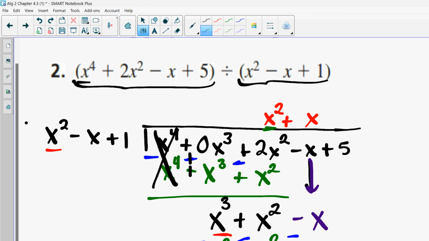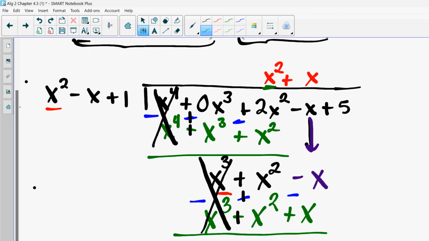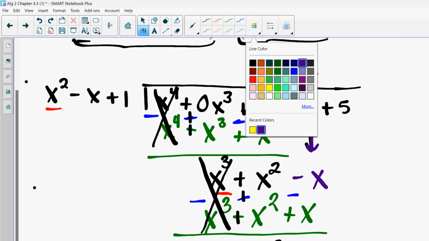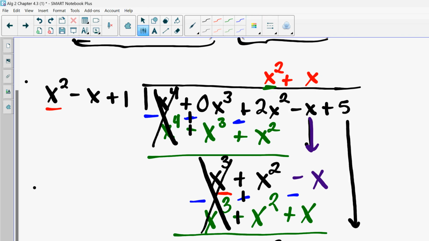Okay. At this point here, we're going to subtract. X to the third minus x to the third is 0. X squared minus negative x squared, 1 minus negative 1. Well, the negative and negative would make a positive 2x squared. Our next one, negative x minus x, would be negative 2x. And the last thing we need to do is bring down the 5, plus 5.